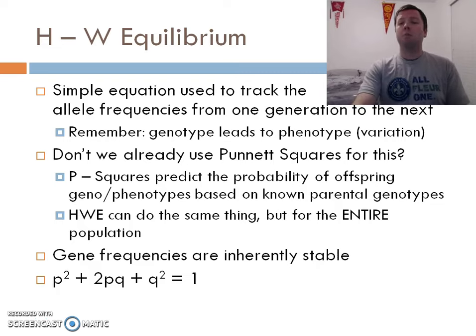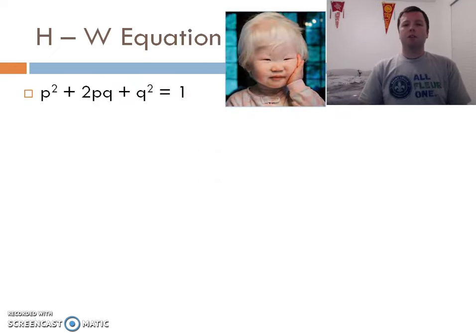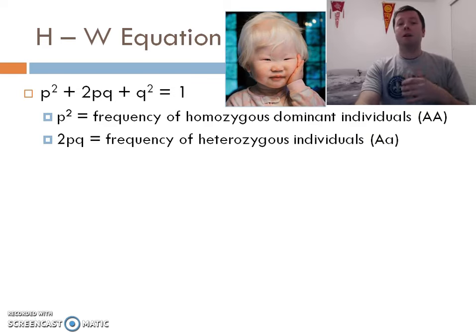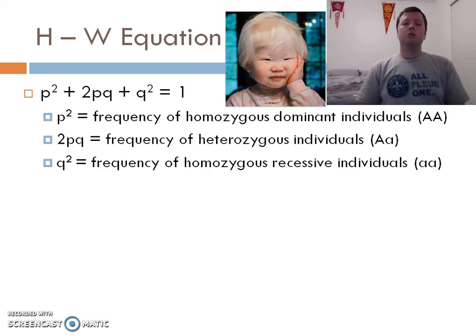Let's talk about how to apply that. Here's the equation. What you have here is a young woman with albinism, and we're going to use her as an example. p squared is going to be the frequency of homozygous dominant individuals, as in how many members of this population have the genotype big A, big A, double dominant, some people call it. We will call it homozygous dominant. 2pq are the heterozygous individuals in a population. q squared is the frequency of homozygous recessive individuals. How many little a's do you have out there?